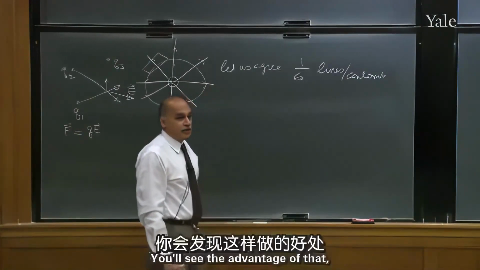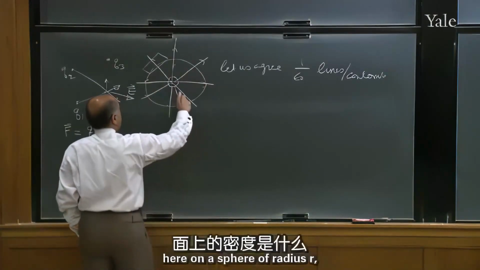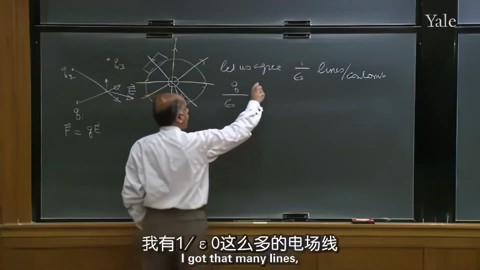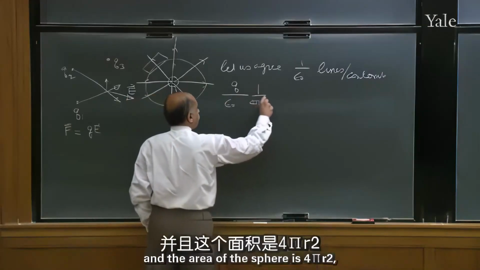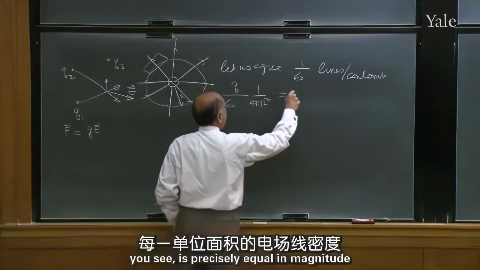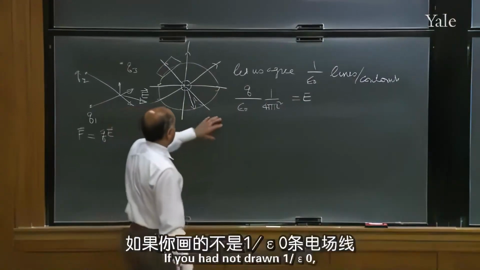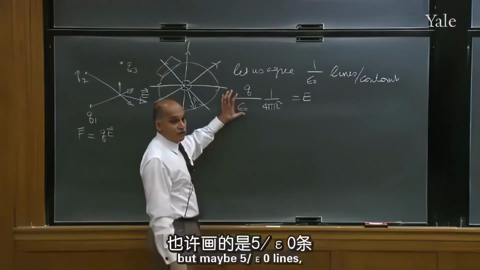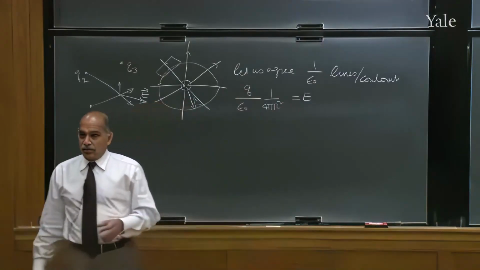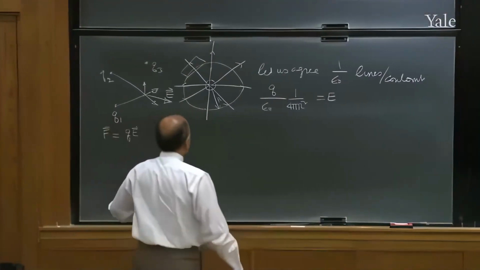You'll see the advantage of that, because if you ask what's the density of lines here on a sphere of radius r, if there is charge Q at the center, I get that many lines, and the area of the sphere is 4 pi r squared. So the density of lines per unit area is precisely equal in magnitude to the electric field at that point. If you had not drawn 1 over epsilon 0, but maybe 5 over epsilon 0 lines, then the line density would be 5 times the electric field. It would still represent the electric field, but we don't want it to simply represent it. We want it to be the electric field. It makes it easier.